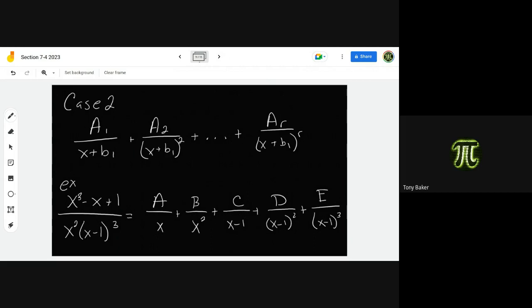Why do we need an x again? Why do we need an x? Because if I just did the x squared, you lose information. So you need to have each term in there.